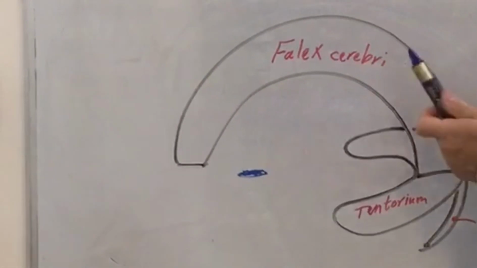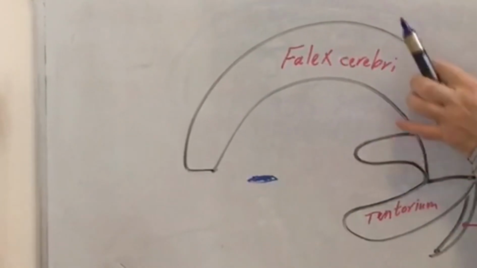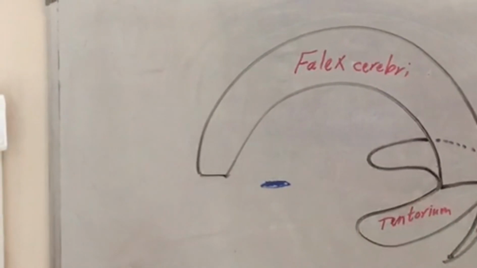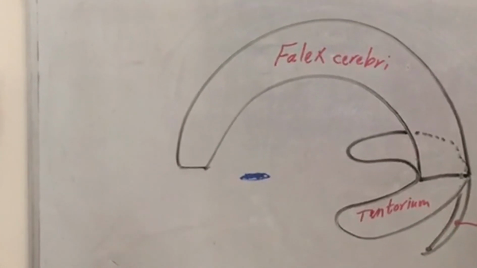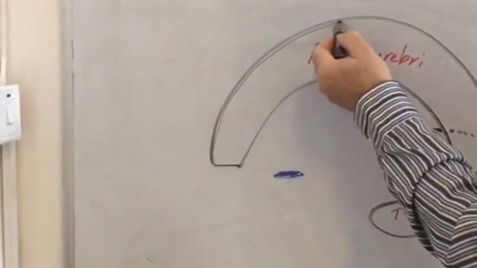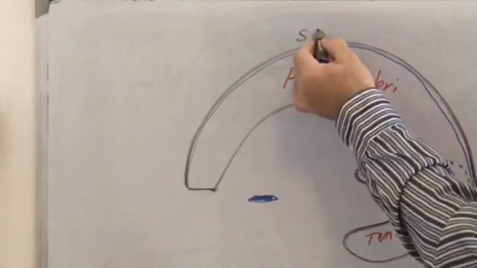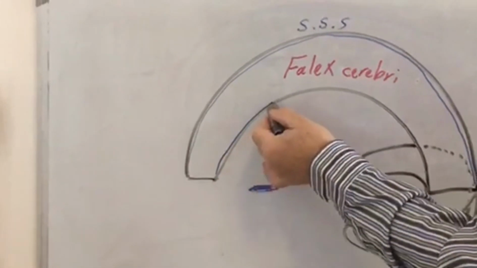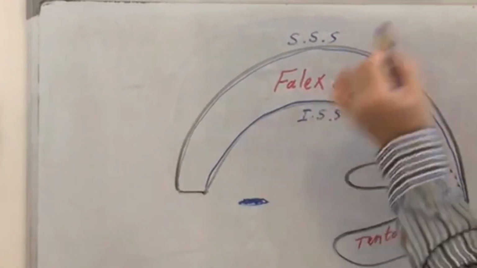Now, this falx cerebri is passing between the two hemispheres of the brain, of the cerebrum, right and left hemisphere. This is in between. And I guess that you remember from studying the anatomy of the skull, there is a big vein passing in the upper border of the falx cerebri. Its name is superior sagittal sinus. And another vein passing here in the inferior border, we call it inferior sagittal sinus.